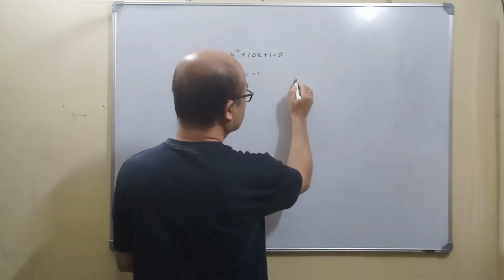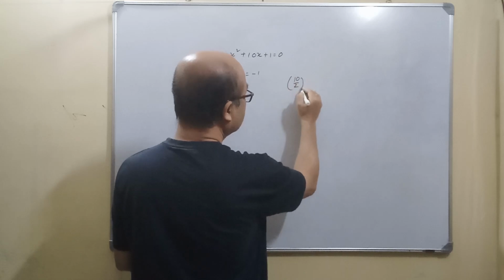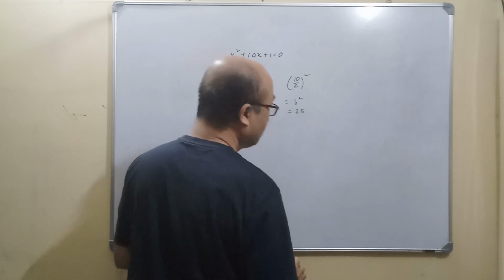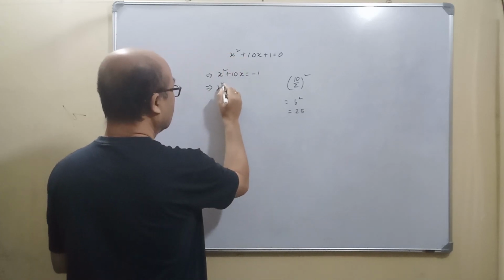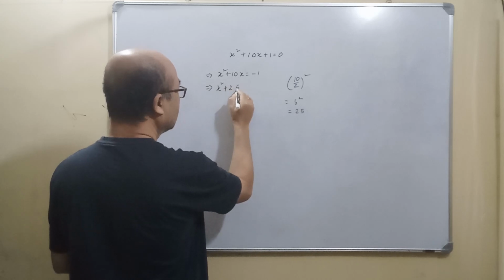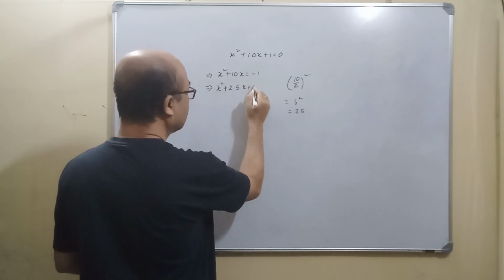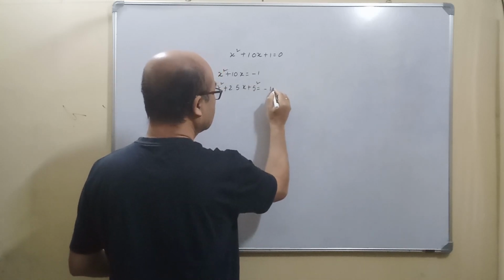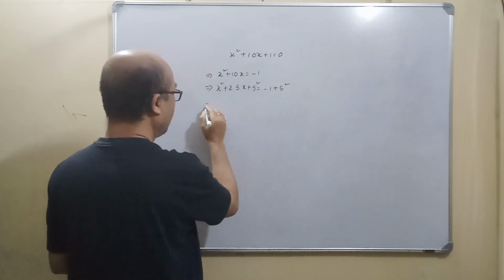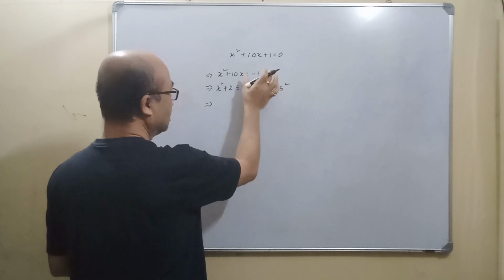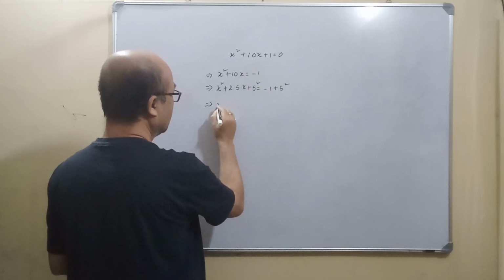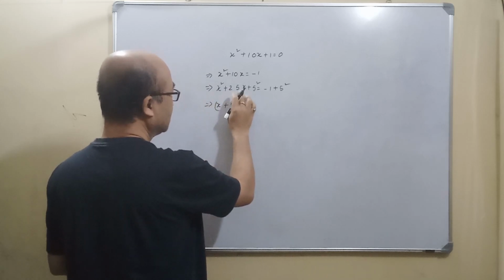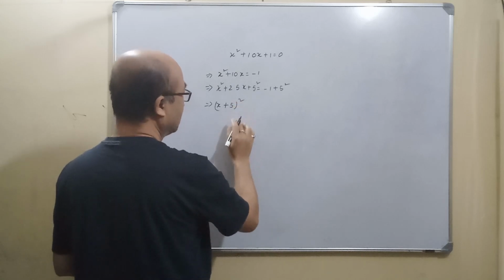Take the coefficient of x, which is 10, divide by 2, and then square it, you get 5 squared, that is 25. So this can be written as x squared plus 2 into 5 x plus 5 squared equals minus 1 plus 5 squared. Adding 5 squared to both the sides, so the equation remains the same. So this can be written as x plus 5 squared, because it is in the a squared plus 2ab plus b squared form. So it is a perfect square.